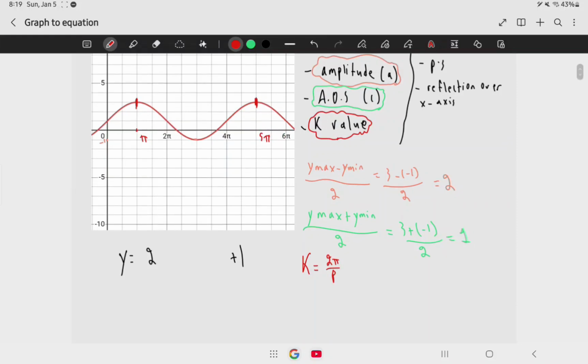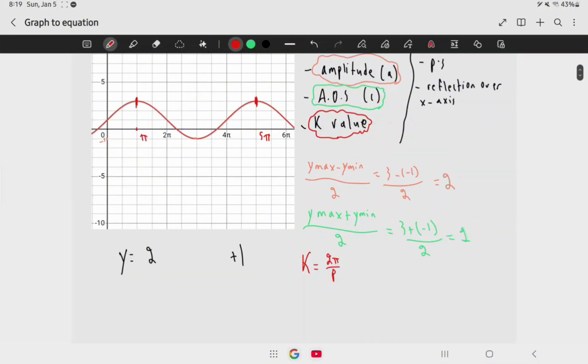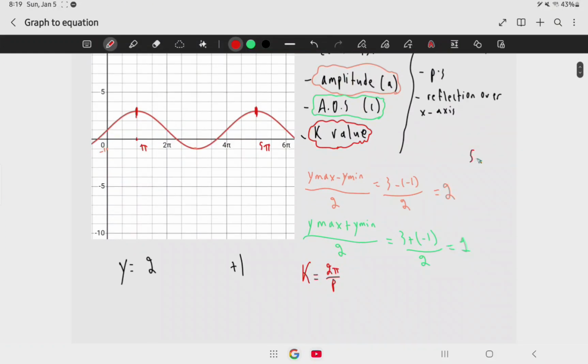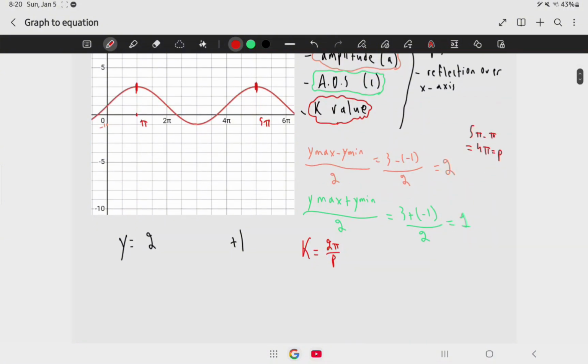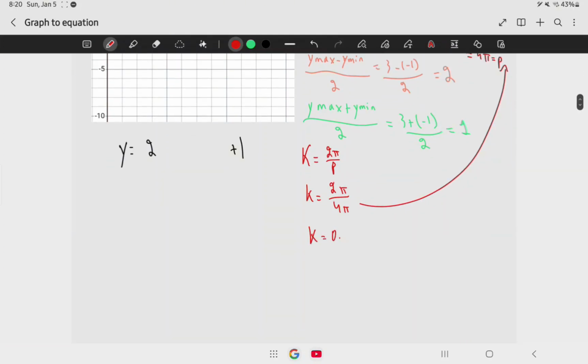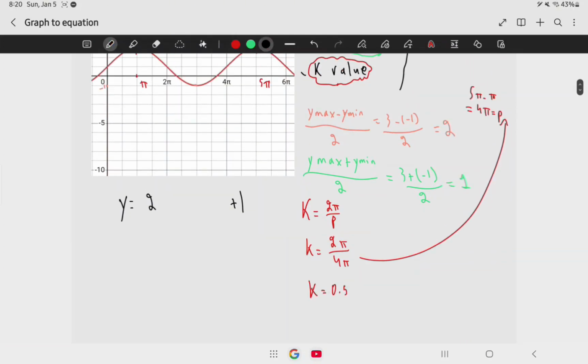Now because the graph is going from pi to 5 pi, that's going to be one complete cycle. So you can do 5 pi, we'll just do in this corner, 5 pi minus pi is equal to 4 pi, which is equal to our period. And now that we have that, we're able to find our K value. So K is equal to 2 pi over 4 pi, because now we know that our P is 4 pi. Our K is equal to 0.5. So now we have that. So it's going to be 0.5.